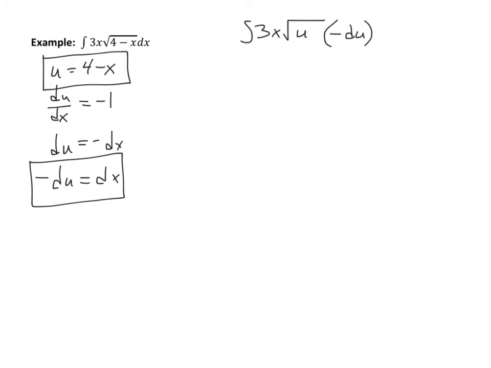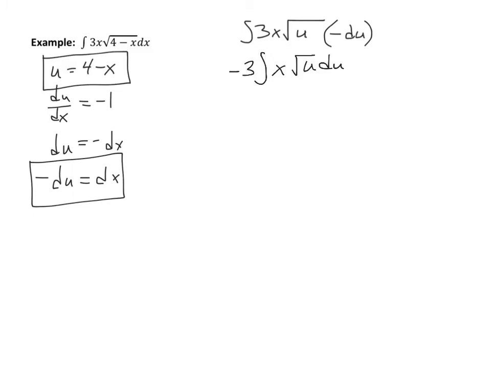The reason that's valuable is that when we think about using the constant multiple rule here, being able to take this 3 and bring it out, being able to take this negative and bring it out as constant multiples are valuable. So I'm actually going to do that right now. I'm going to pull out this negative 3, and I have the integral of x times the square root of u du.